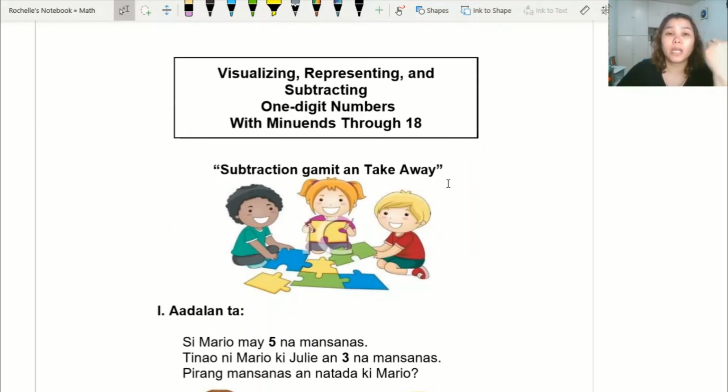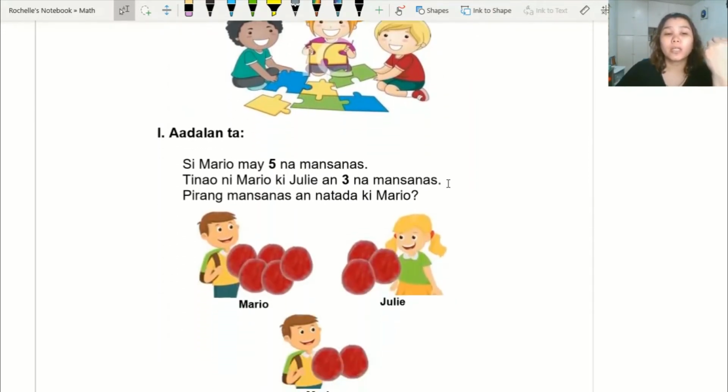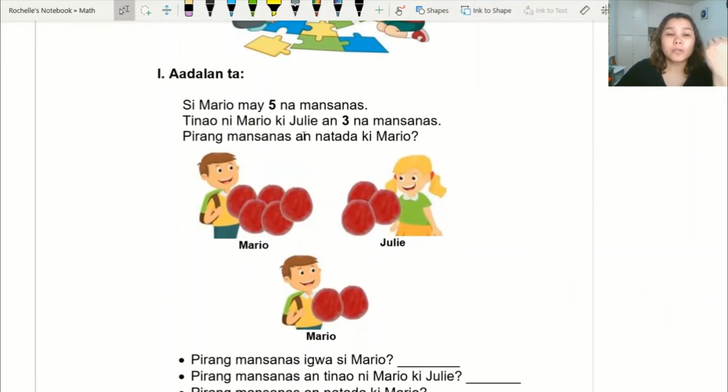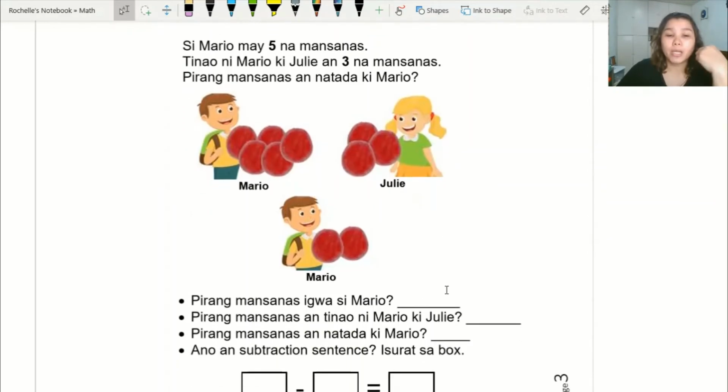so kabaliktaran ng addition. Okay, adalan ta, si Mario may 5 na mansanas. Tinaon ni Mario kay Julie ang 3 na mansanas. Pirang mansanas ang natada kay Mario. So this is the first part of the story. Si Mario may 5 na mansanas. Tinaon ni Mario kay Julie ang 3 na mansanas. Pirang mansanas ang natada kay Mario.